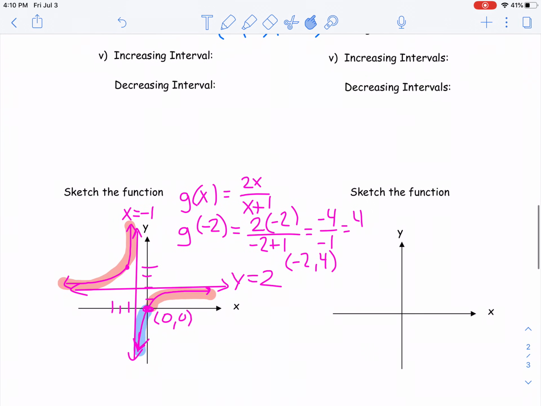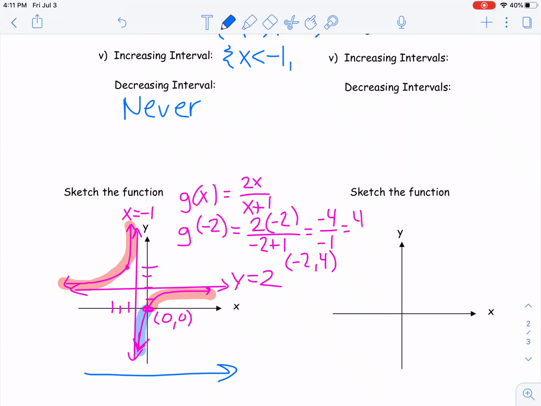And this graph is always increasing except for at the value of x equals -1. Because as you move from left to right along the x-axis, the graph is going up and the graph continues to go up. So it's never decreasing. It's always increasing except for at -1. So what we can say is when x is less than -1 and when x is greater than -1. Or you could say x is an element of the real numbers such that x can't be -1, if you want to write it that way.